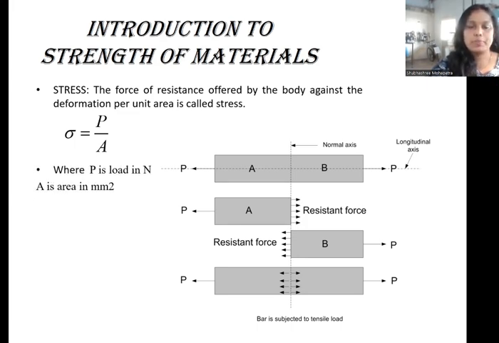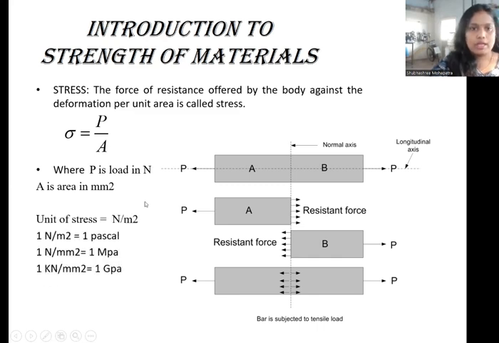Next, here P is known as the load, where A is the area, which is in mm square, and P is in Newton. Load is in Newton. The unit of stress, we can say, is Newton per meter square. We know that 1 Newton per meter square is also equal to 1 Pascal. 1 Newton per mm square is equal to 1 megapascal. And 1 kilonewton per mm square is equal to 1 gigapascal.